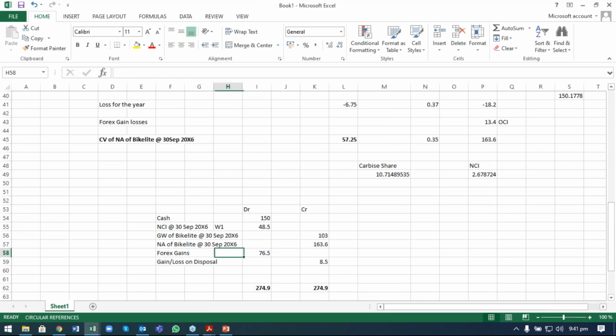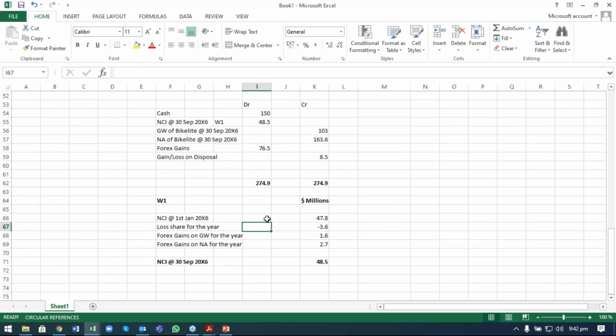Foreign exchange gain losses were already reported in your other comprehensive incomes, and only the portion of the parent is reported in other comprehensive income. NCI was already clubbed in within the value of NCI, right? So this NCI value includes any foreign exchange gain losses. If you have any confusion, I'm showing you once again. Let's see. This is the NCI on 1st of January.